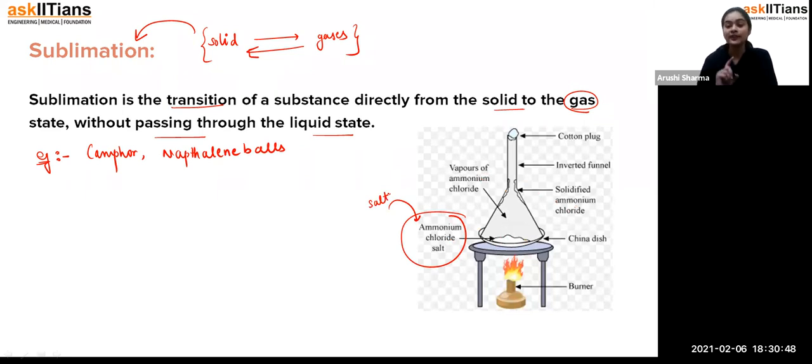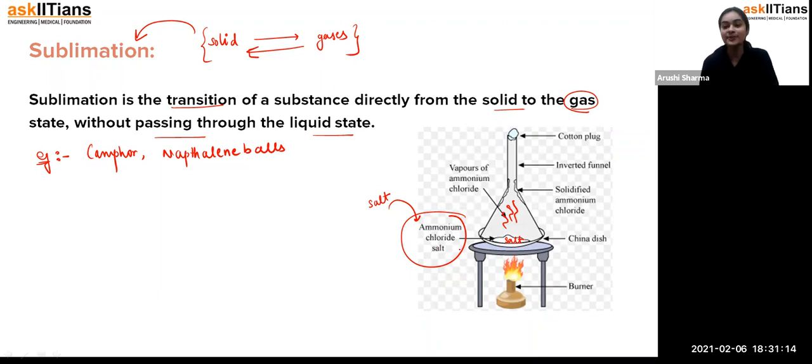So now we know that ammonium chloride has the property that when we heat it, it will directly convert into gas from its solid form. That is why, students, we are using the sublimation process. When we heat it, it converts into the vapor, the gaseous form, and the salt will remain here. That's how we are separating out the common salt.